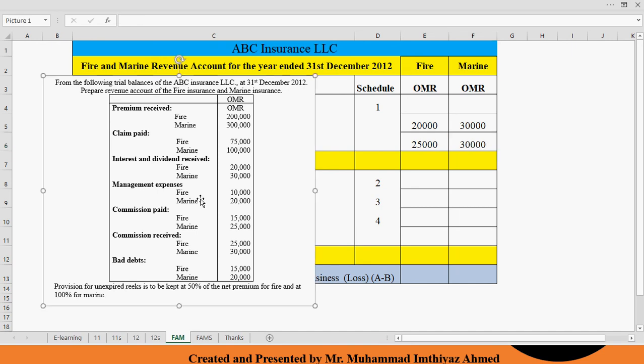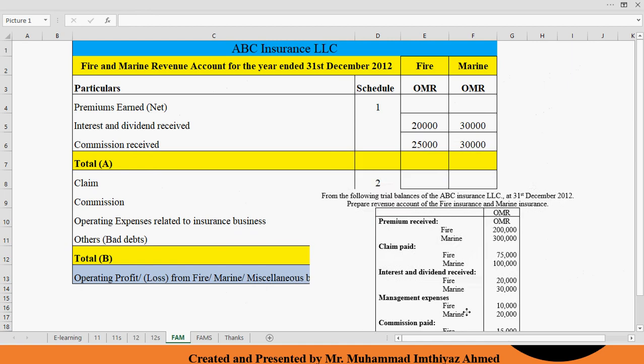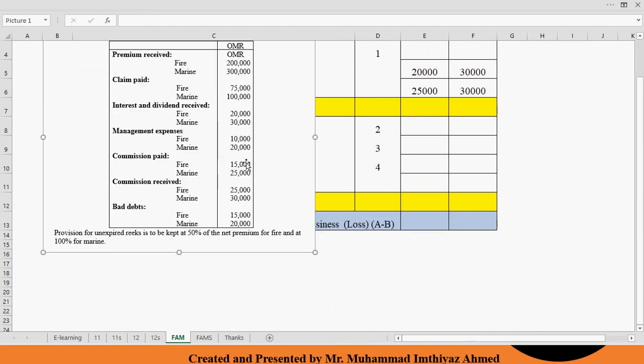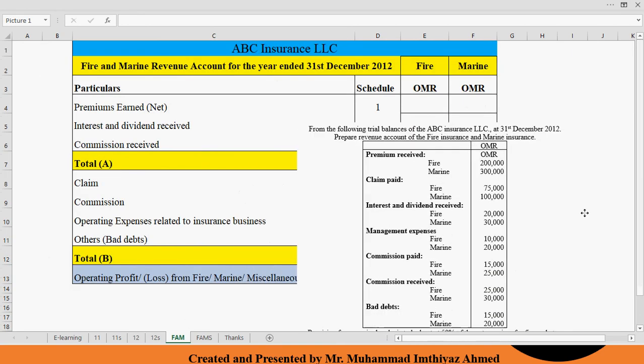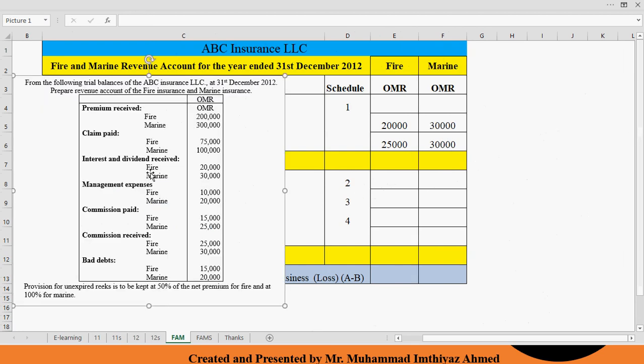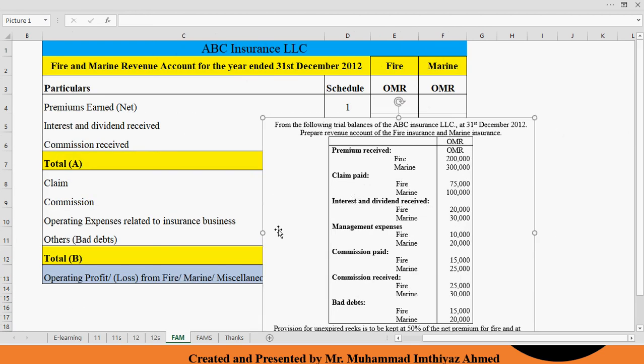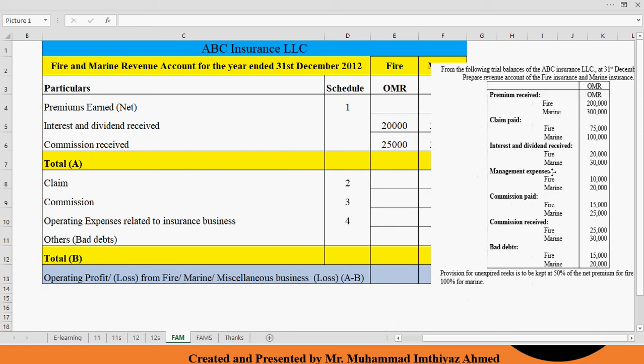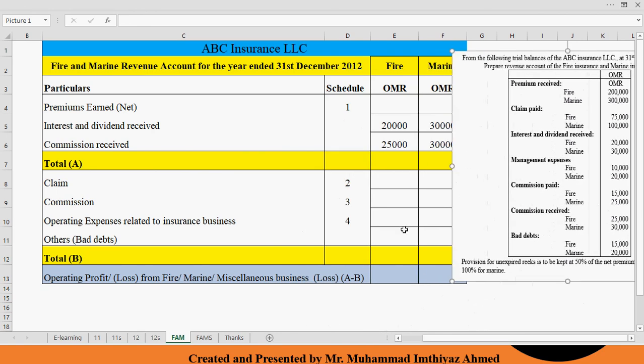Now the next one here is bad debts. Bad debts we need to enter again in revenue. As you can see, it comes in others. Let me move so that you can understand very clearly. So bad debts, it is here down separately. So it comes in others. For fire it is 15,000 and for marine it is 20,000. So this is the main point you have to carry in mind. Bad debts always comes in others. It will not be covered in schedule number 1, 2, 3 and 4.